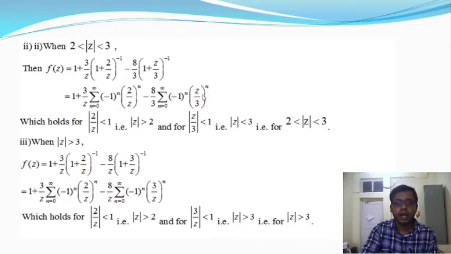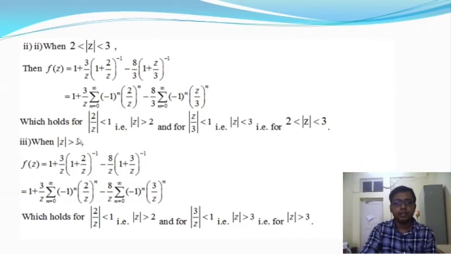So this will happen when modulus of 2 by z is less than 1. If modulus of 2 by z is less than 1, that means modulus of z is greater than 1, then this series function will be valid. As well as when modulus of z by 3 is less than 1, that means modulus of z is less than 3, then the second series is valid. That means the second series is valid when modulus of z is less than 3.